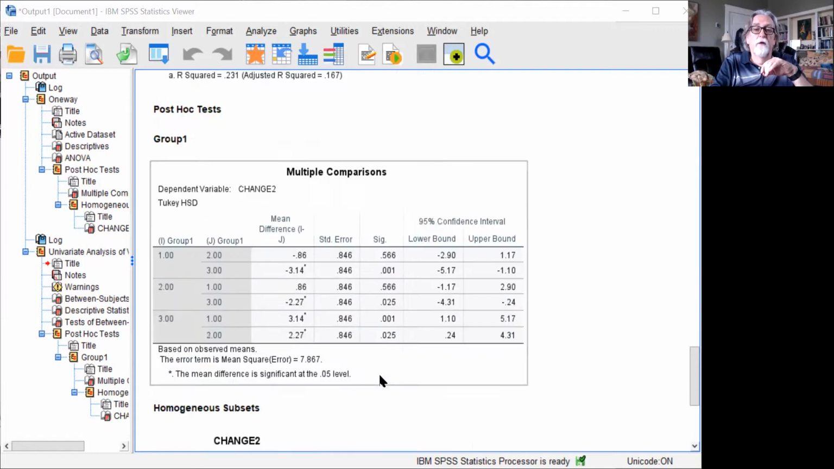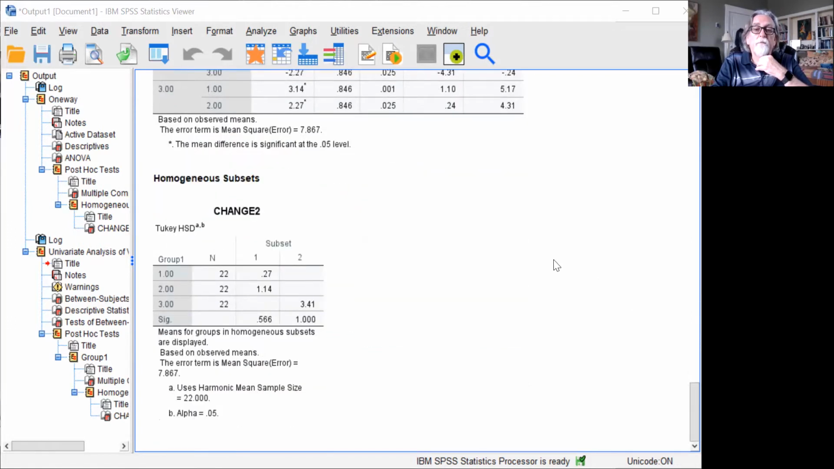And once again, we have all these multiple comparisons down here, just like the post hoc changes before. Once again, there's the difference between group 1 and 3, the difference between group 2 and 3, a little bit significant difference, and the group difference between group 3 and both the other groups. So it's the same outcome as before.